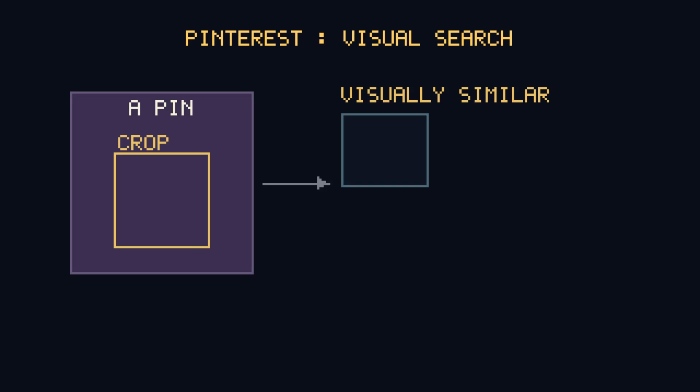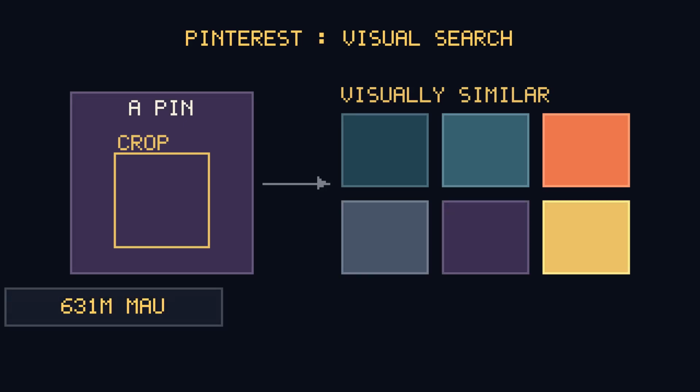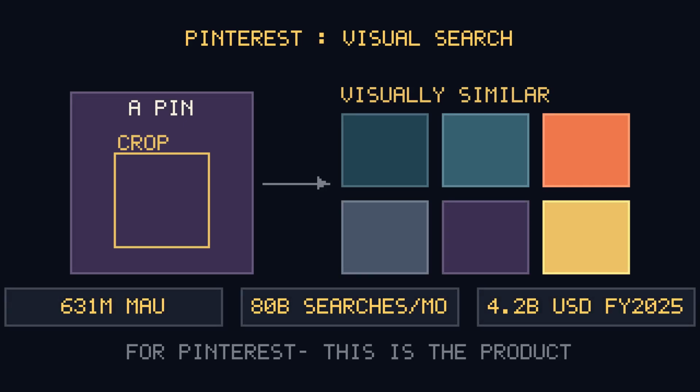First of all, Pinterest. For Pinterest, this wasn't a feature, it was their entire product. Pinterest is a discovery engine, not a text search engine, and most of what's on it isn't well described by words. You don't want a lamp, you want a specific aesthetic lamp, and there was no way to type that. You could only show pictures of it. So what did they build?